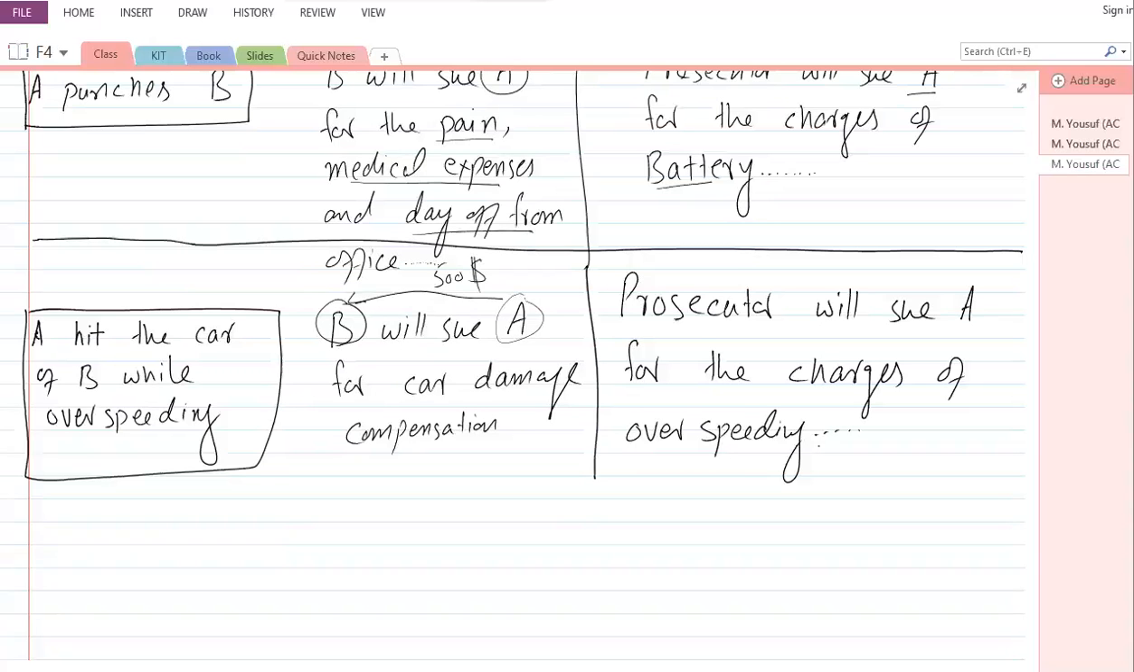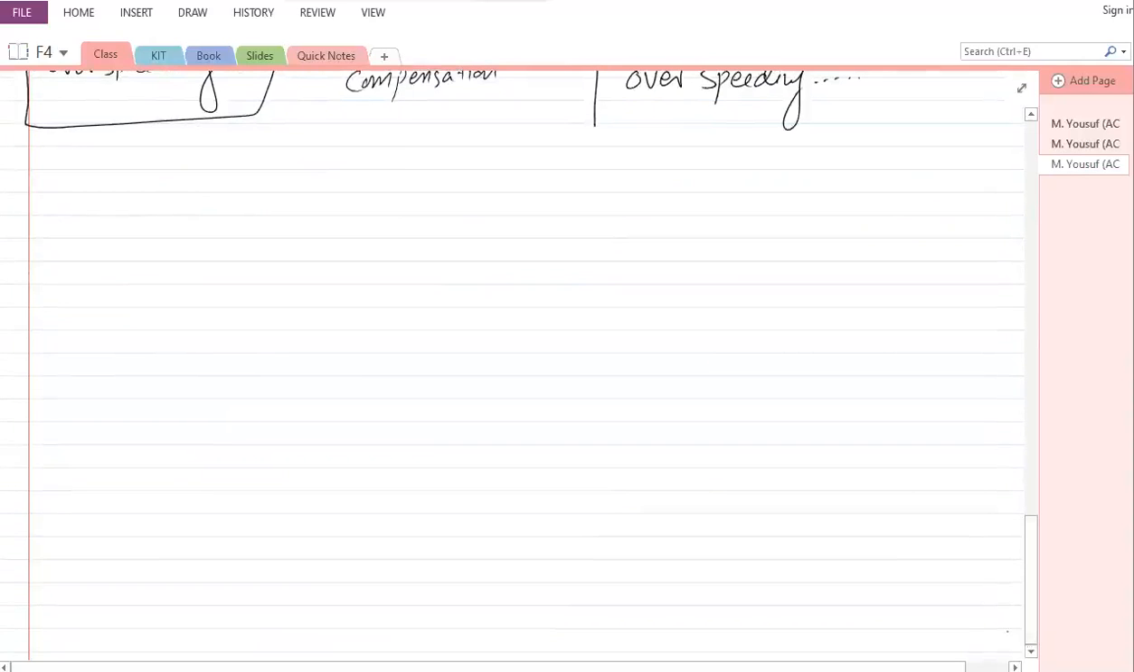So I am hopeful that you would have understood the concept and the difference between civil law and criminal law. So let's discuss further concepts. For example, what is the compensation in both types of cases, or we can say what is the type of payment that is to be made.